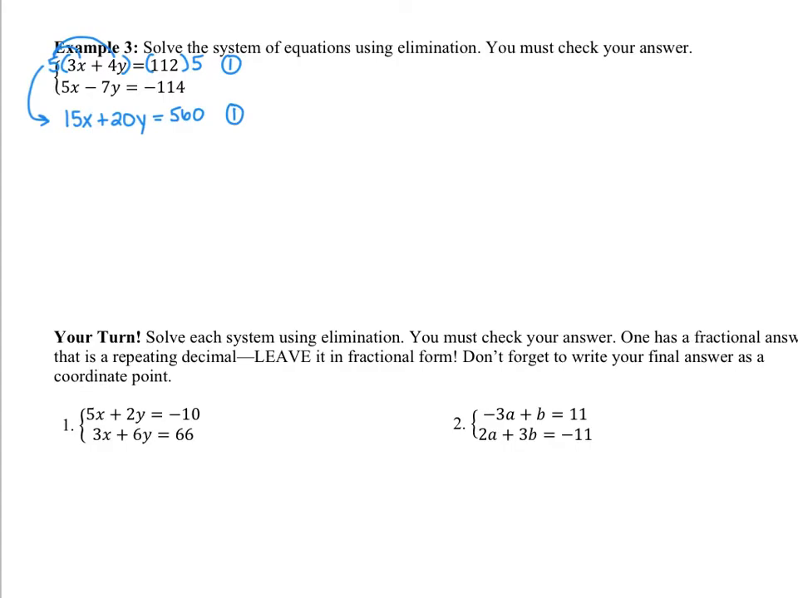Okay, now we want to take the second equation and we want that coefficient to be negative 15 so that when we add it to positive 15, they eliminate. So I'm going to do the same steps, except I'm going to multiply this equation by negative 3, because that's what will make this negative 15x, is multiplying the 5x by negative 3.